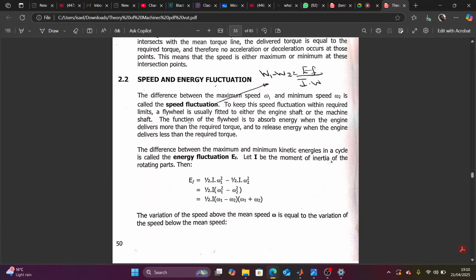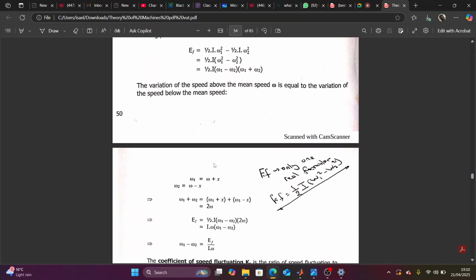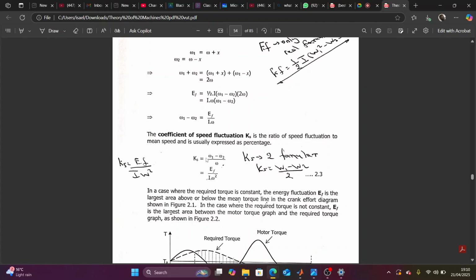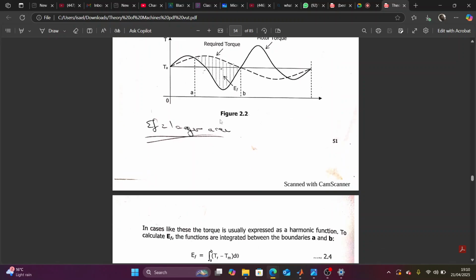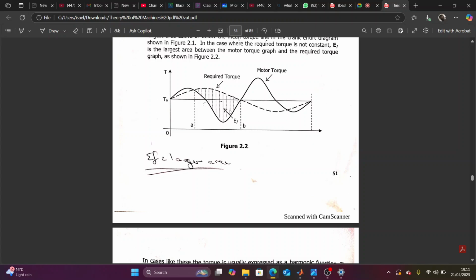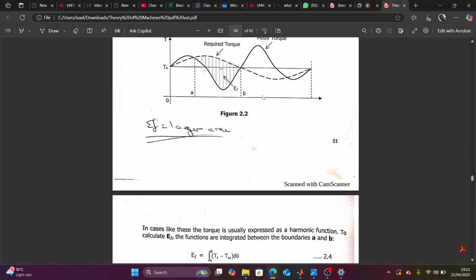What you need is the energy of fluctuation. Sometimes they can ask you to solve for coefficient of fluctuation of speed. But what is important, the first thing to do is to get the EF. It is what they call energy of fluctuation. So in this chapter, we'll be finding EF for all the cases. You have 3 cases. You have cases where you have to plot by reading. You have a case where you are given the torque moment. Let me just show you what I'm talking about.